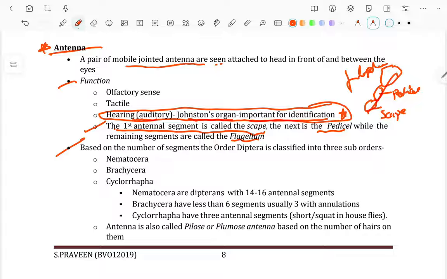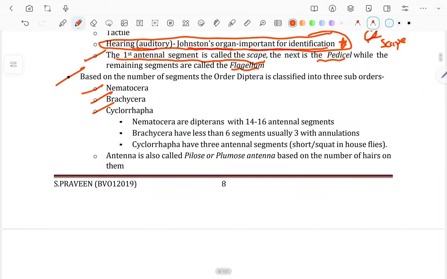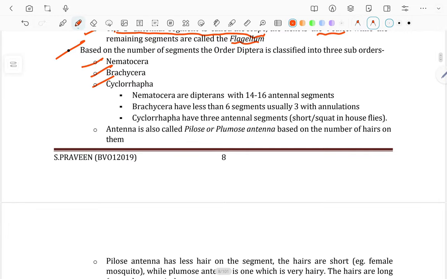Based on the number of antennal segments, the order Diptera is classified into three suborders: Nematocera, Brachycera, Cyclorrhapha. Nematocera are Diptera with 14 to 16 antennal segments. Brachycera have less than 6 segments, usually 3 with annulation. Cyclorrhapha have 3 antennal segments, short, squat, as in housefly.